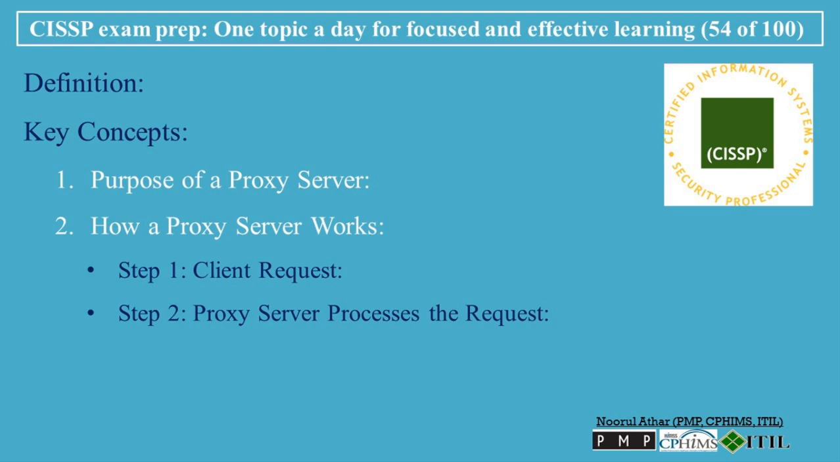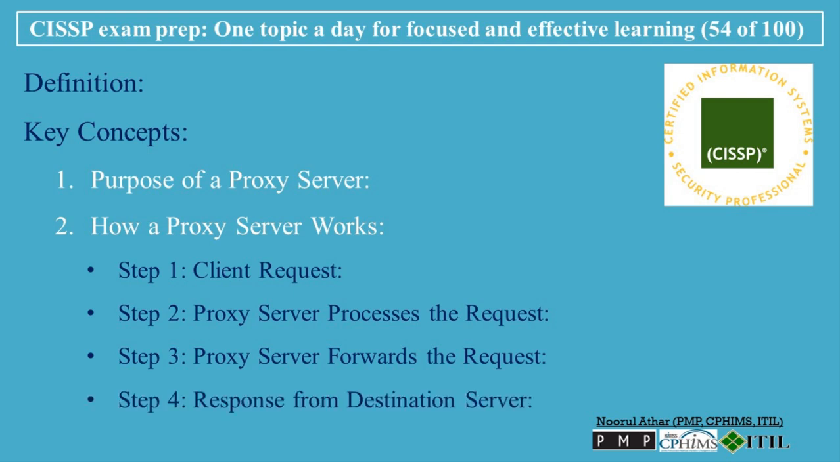Step 2. Proxy server processes the request. The proxy server may perform various functions, such as checking access control policies, caching the request, or filtering the content. Step 3. Proxy server forwards the request. The proxy server forwards the request to the destination server using its own IP address, effectively masking the client's IP. Step 4. Response from destination server. The destination server responds to the proxy server, which then forwards the response back to the client.